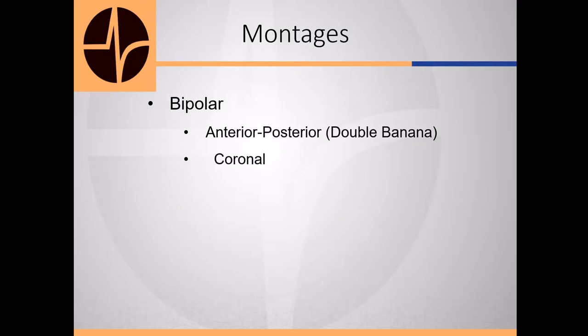Coronal is from side to side, so it goes the left front to the right front, then the left, like F3 to C3, so it's good to see from front to back. Anterior-posterior looks at the difference between the left and right side. Coronal looks at the difference between front and back of the brain. We're generally interested more in the left and right side. There's referentials, so ear or any other non-cephalic reference or average reference.